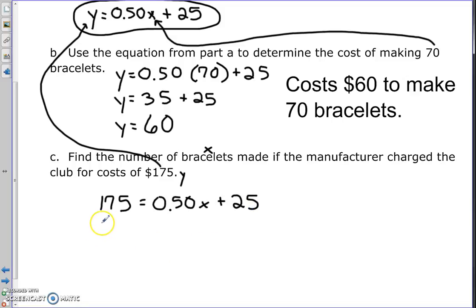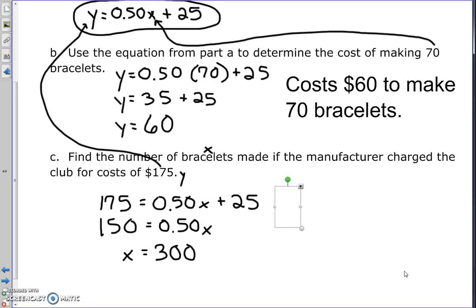I'm going to subtract 25 on both sides. Okay, so we get x equals 300. Be sure to really interpret what does that mean, since x represents number of bracelets. If we spent $175, then that meant we purchased 300 bracelets.